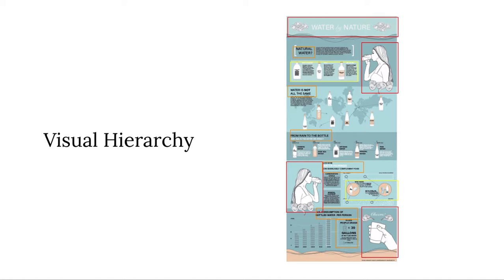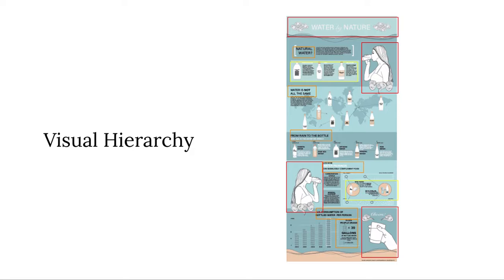The information from top to bottom goes: what is natural water? Why are they different from each other? How old are they? How should I drink it with food? And how much bottled water do people drink in the US?